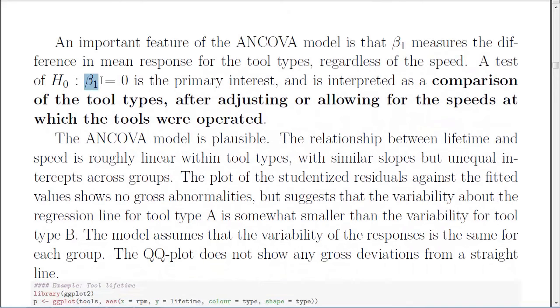Okay. So in this case, beta 1, whether that equals 0 or not, beta 1 is the difference in intercept. So that ends up being the parameter of primary interest, that this tells us whether tools are different after adjusting for the speeds that the tools are operated at, assuming that in fact a model that has parallel slopes, that has the same slope for each regression line, is the appropriate model.